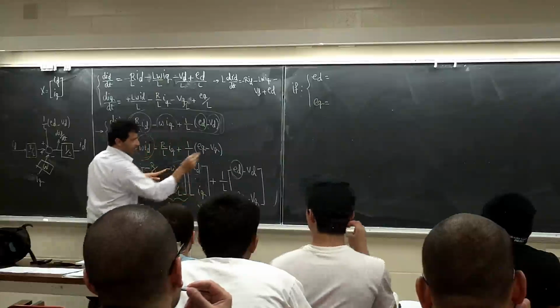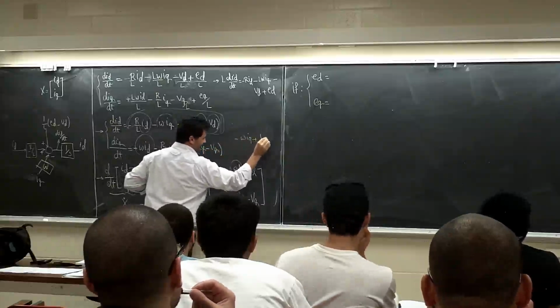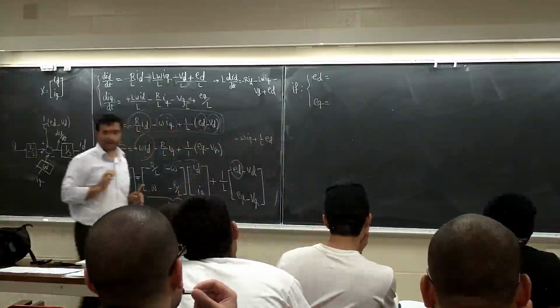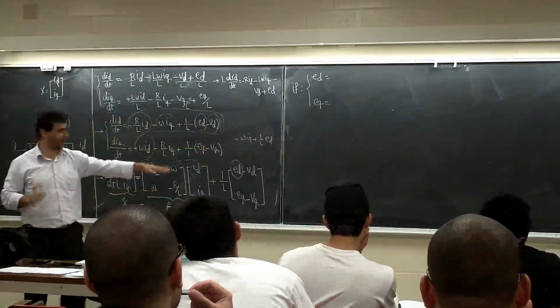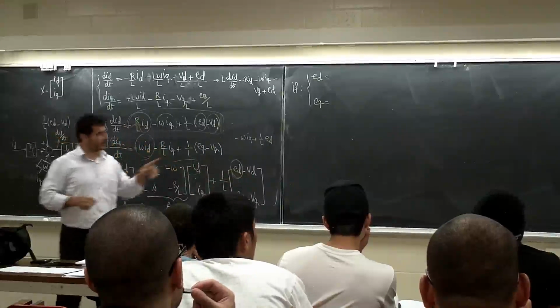In this system, I have a minus omega IQ, plus 1 over L ED. I'm going to write this term. This is the one I keep sharing about this. The rest I cannot control. VD, VQ, these are not under my control. This is a grid voltage.